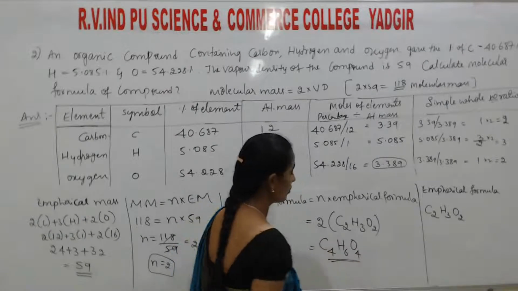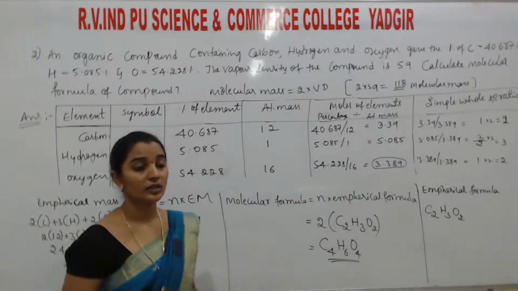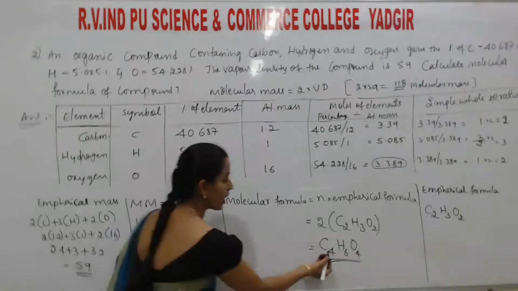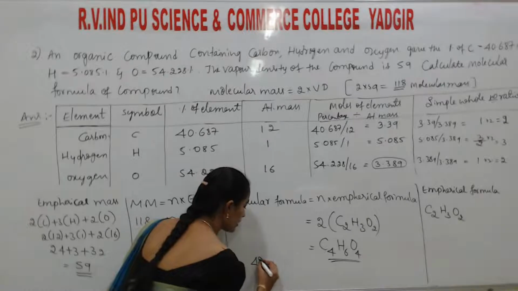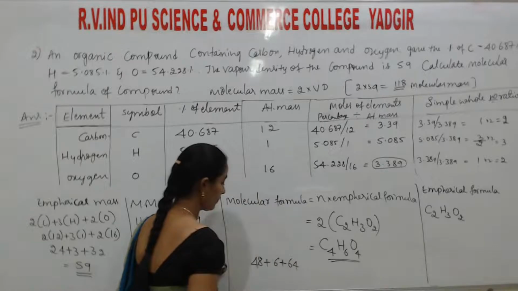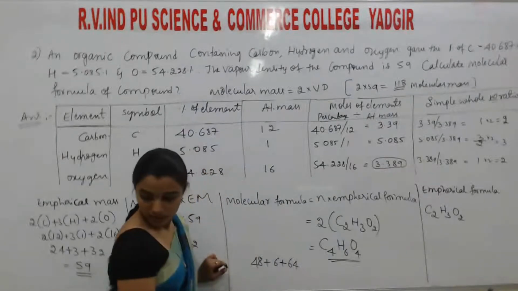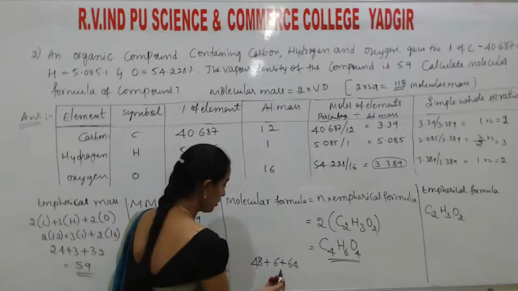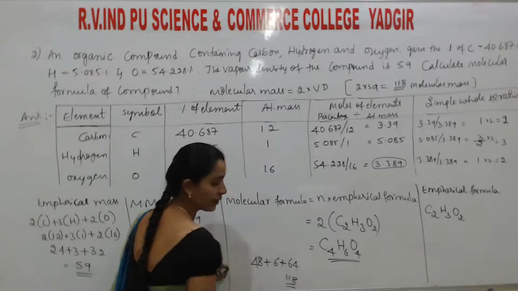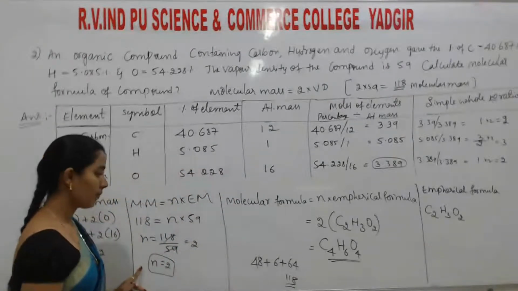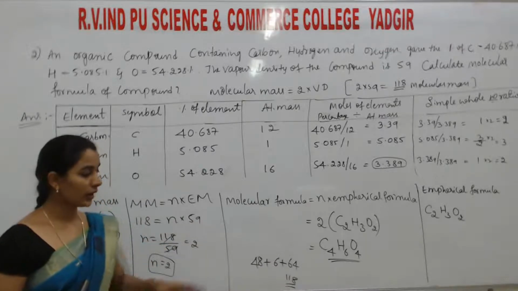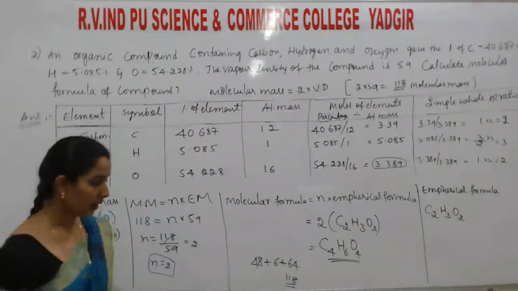This is the molecular formula. If you want to check whether it is right or wrong, you just calculate the molecular mass of this. That is carbon 4 times 12, 48, plus hydrogen 6 times 1 is 6, and oxygen 4 times 16 is 64. Okay, this one is 48 plus 6 is 54, plus 64 is 118. That was the molecular mass. Molecular formula mass is equal to molecular mass. You know that. If you get this value, then your answer is correct.